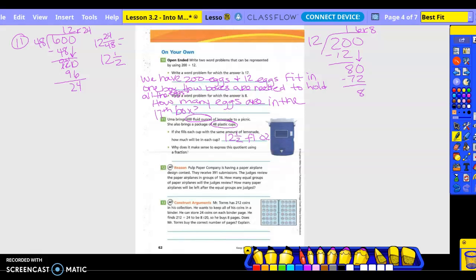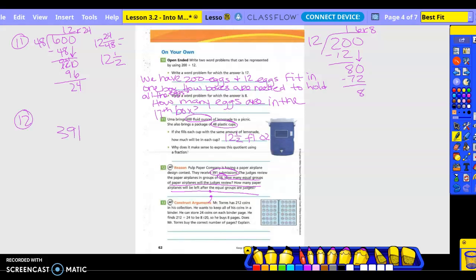Number 12. Pulse Paper Company is having a paper airplane design contest. They received 391 submissions. The judges review the paper airplanes in groups of 16. How many equal groups of paper airplanes will the judges review? How many paper airplanes will be left after the equal groups are judged? So 391, 16. We're looking for these two questions. So we're going to have two answers, right? So what am I doing?